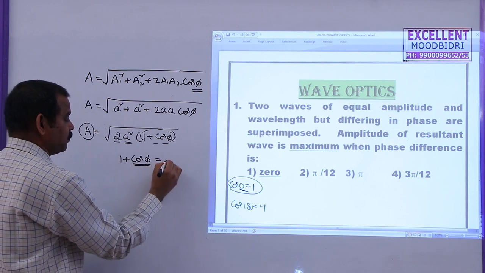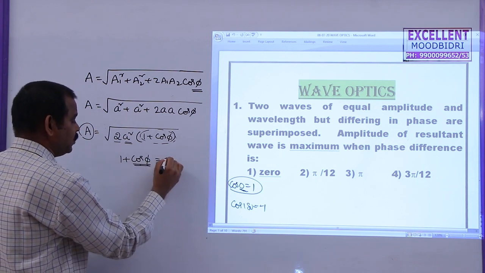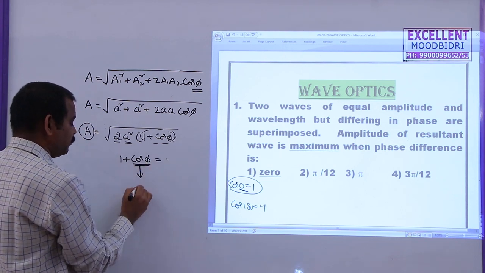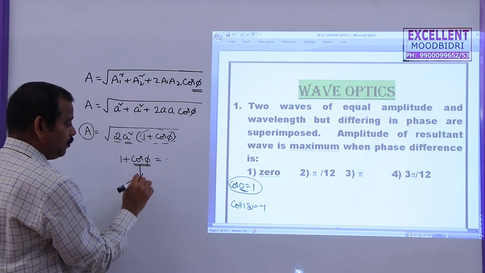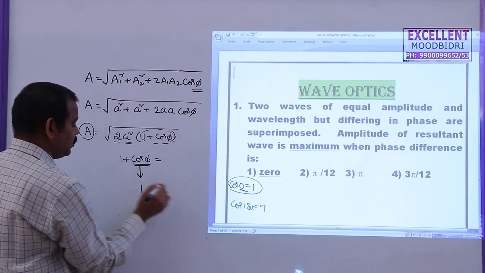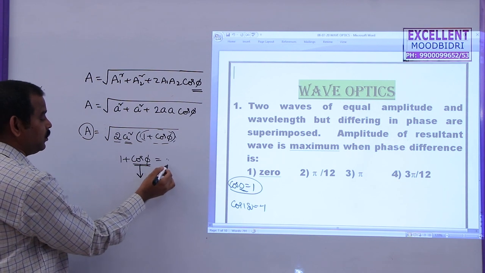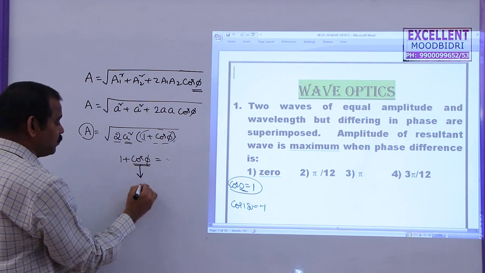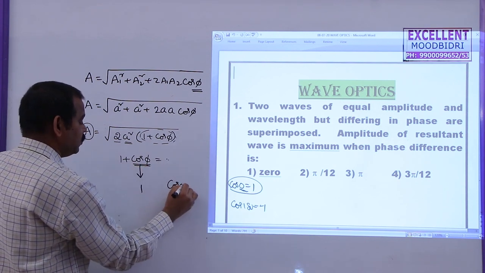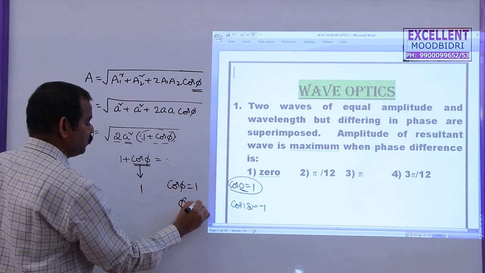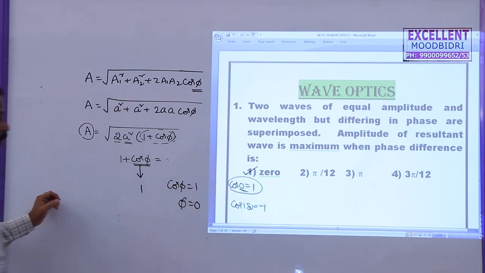So for this to be maximum, either it should become 1 or minus 1. But minus is not required here, because if you write minus 1, the net amplitude will become 0. So this will become cos phi is 1. Cos phi is 1, so phi should be 0, so option 1 is correct.